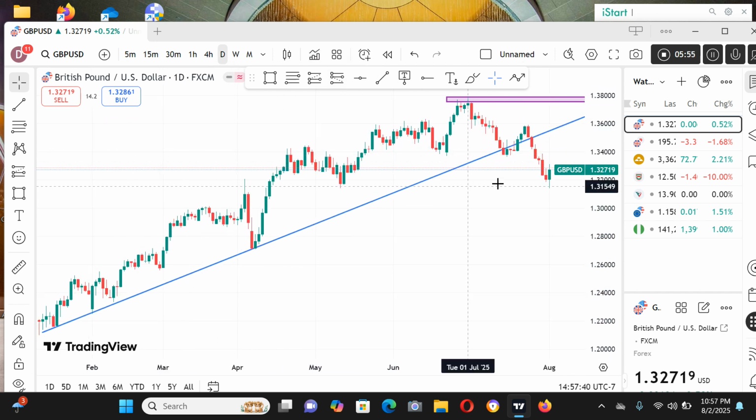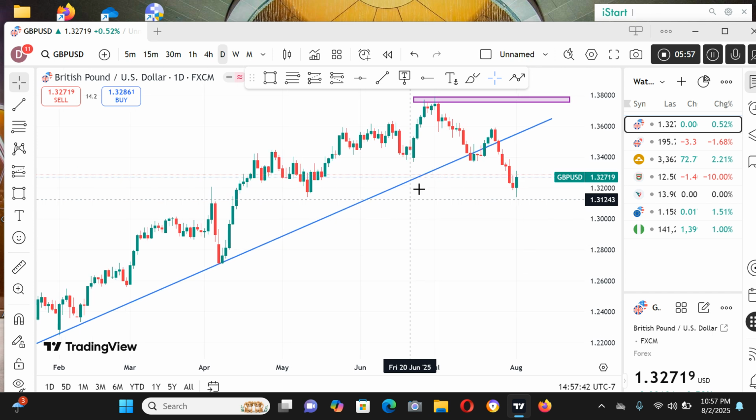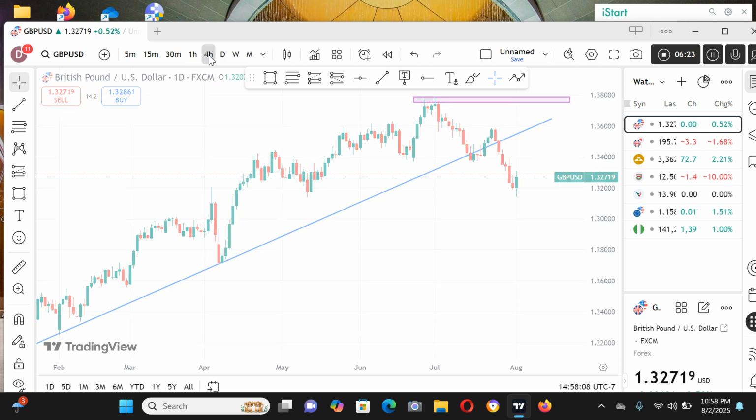So we can see that on the daily time frame, the market has broken the trend line, retested, and is aggressively going down. Like I said, the major important time frames for our analysis are 4 hour, 1 hour, and 15 minutes. The reason why I normally check the daily time frame is to give me the overall trend of the market. So let's proceed to the 4 hour time frame.